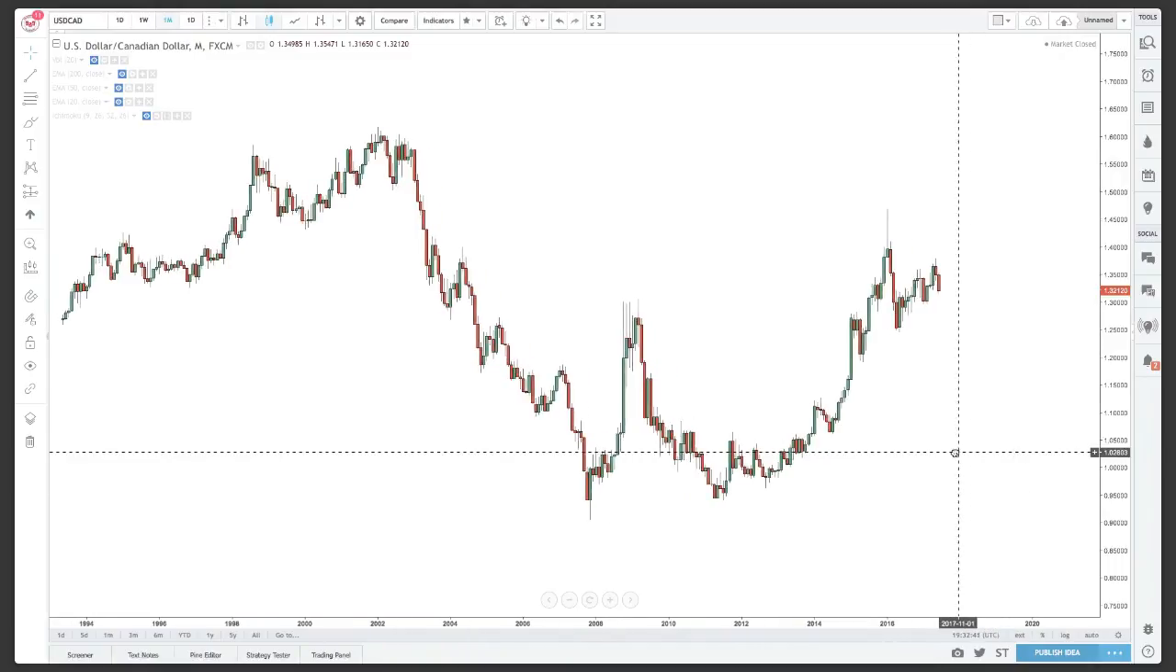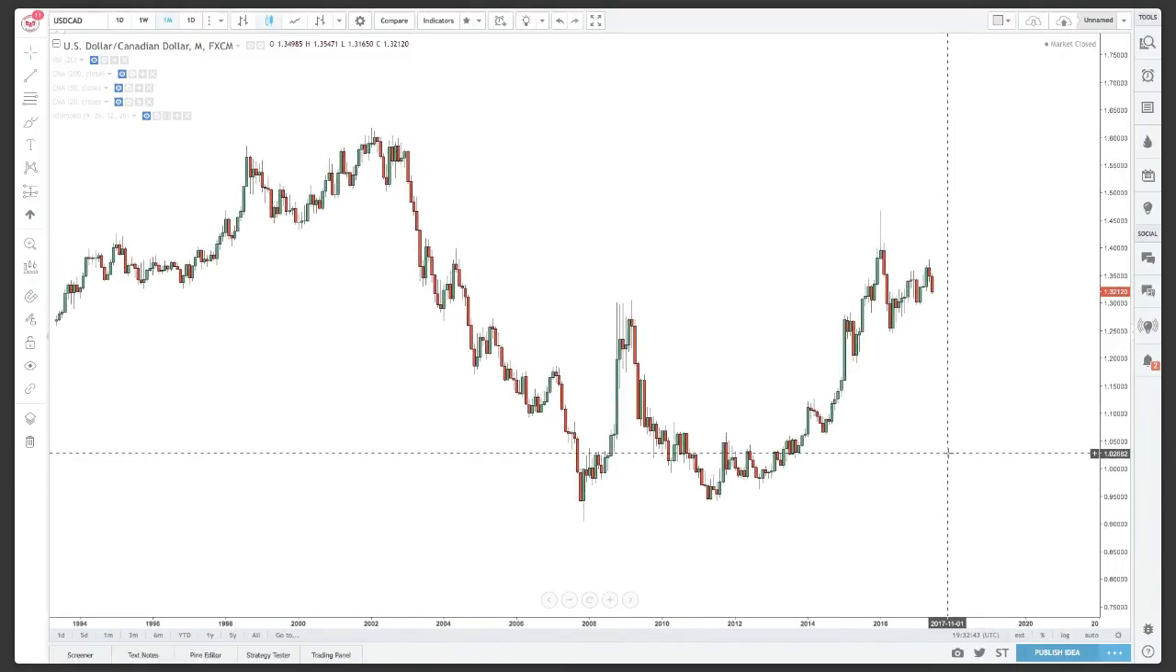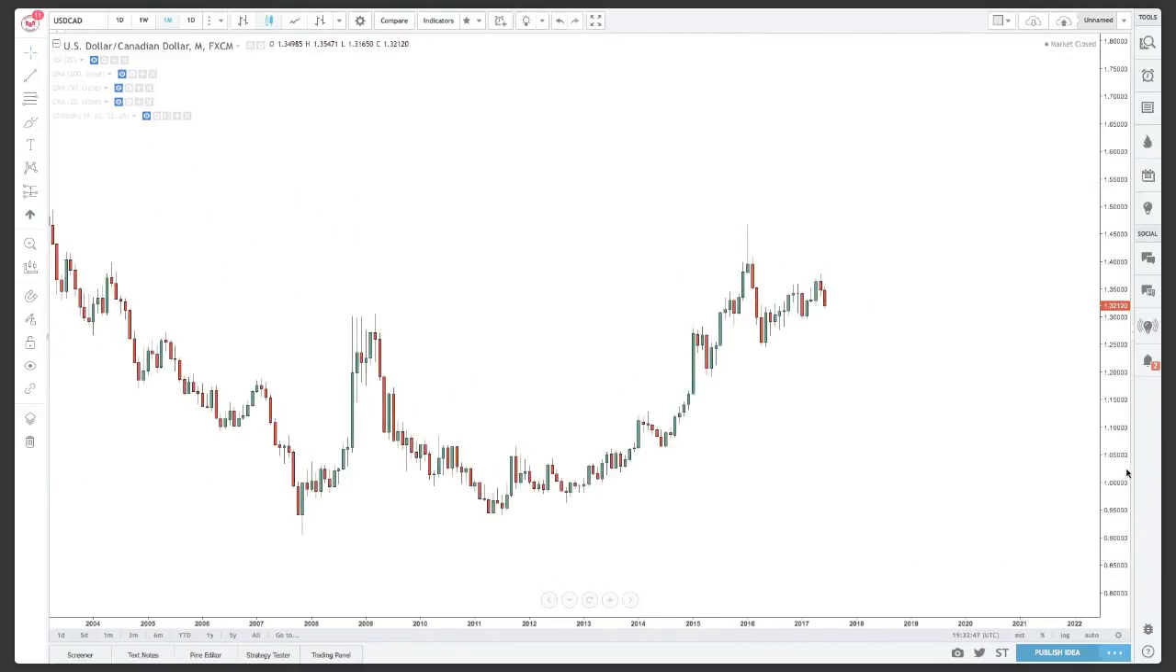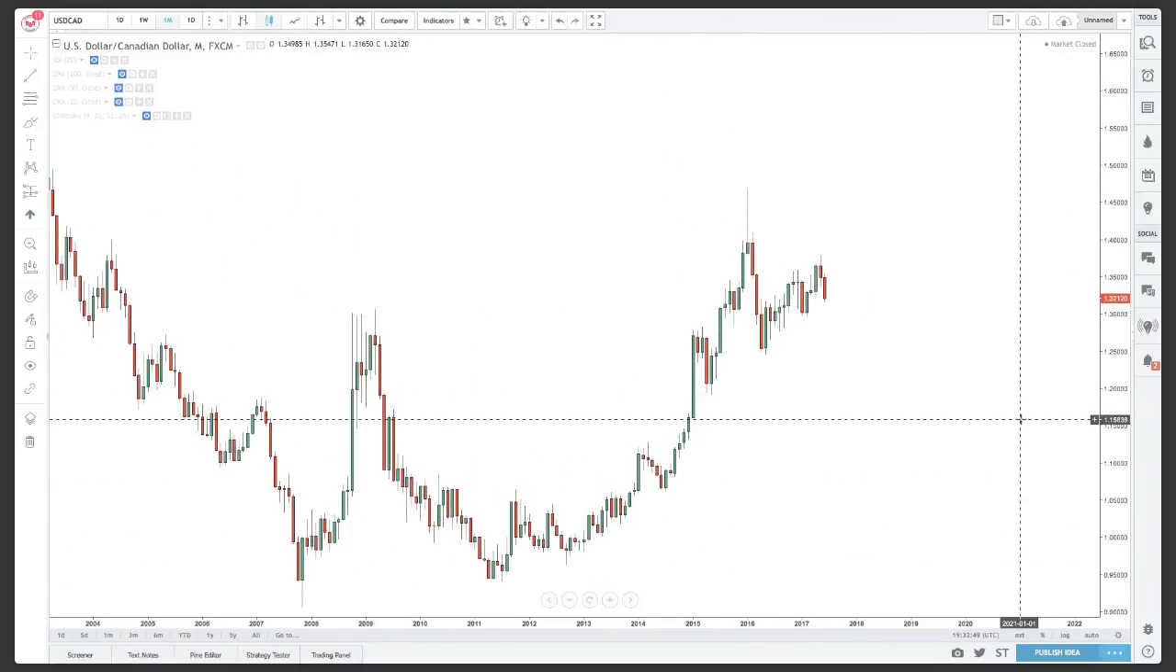Okay, so in front of us here, we've got our monthly time frame of USD CAD. And the first thing on our top-down analysis checklist is, in fact, to note down the monthly market structure.